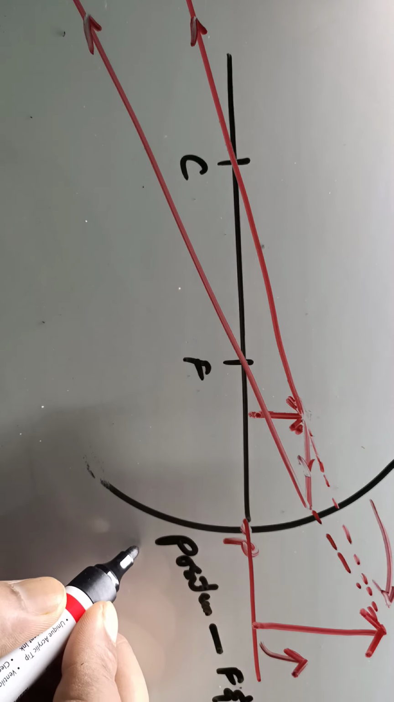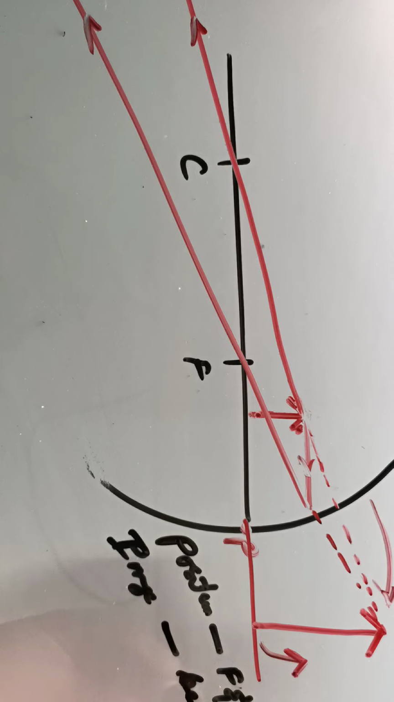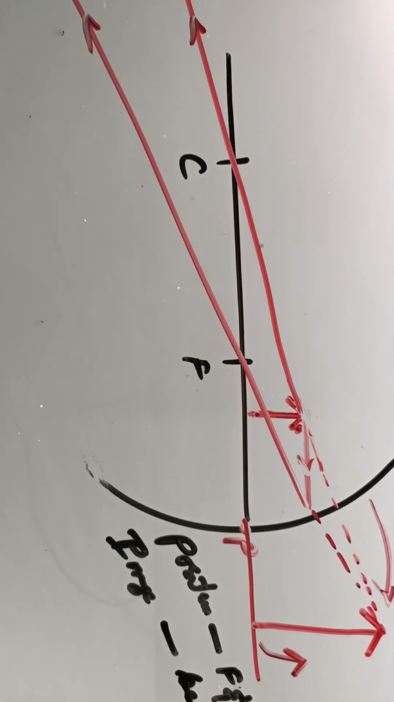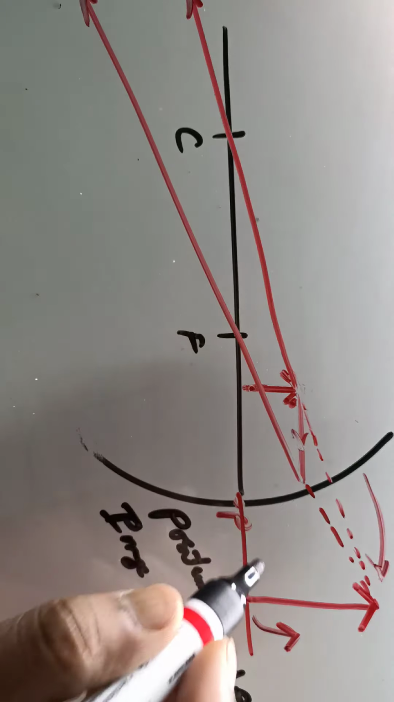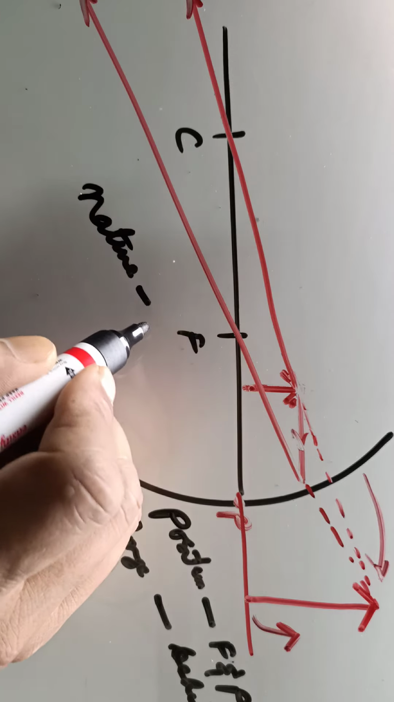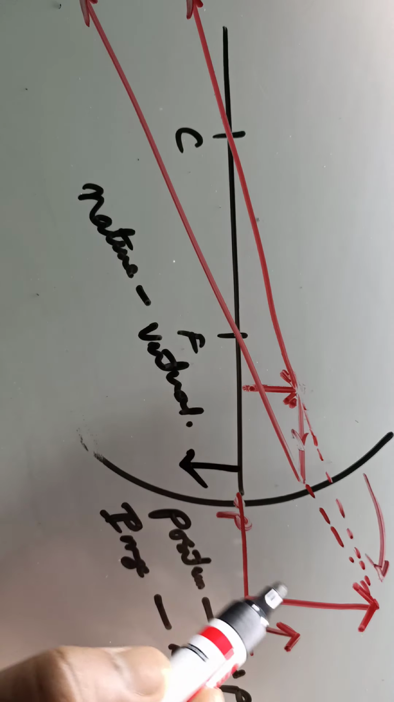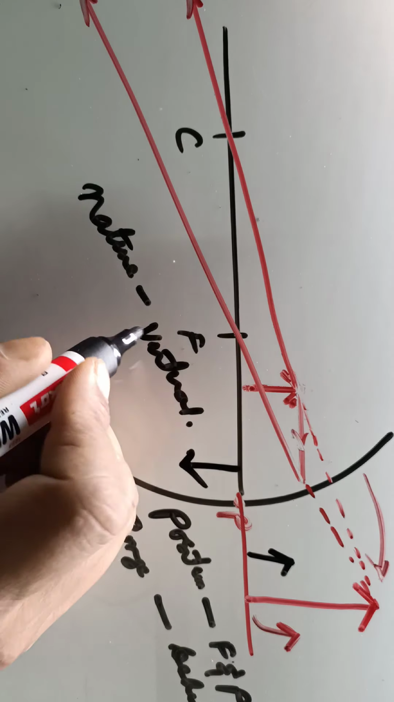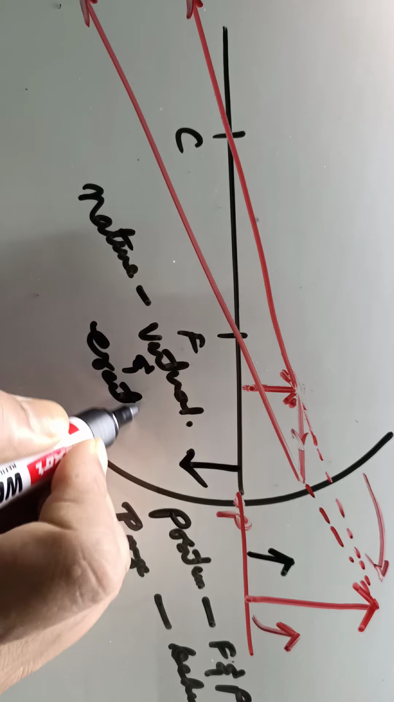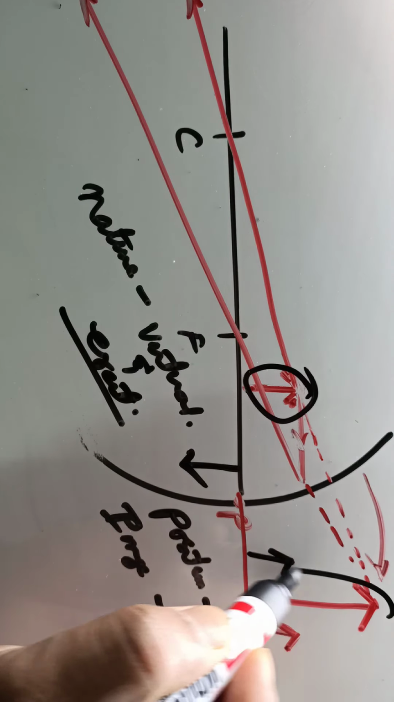What is the position of the image? The image is formed behind the mirror. It is above the principal axis. Since it is above the principal axis, the nature will be virtual. Please keep in mind, if it is formed below the principal axis, it is going to be real and inverted. But if it is formed above the principal axis, it is going to be virtual and erect. And you can see this is the size of the object, this is the size of the image.